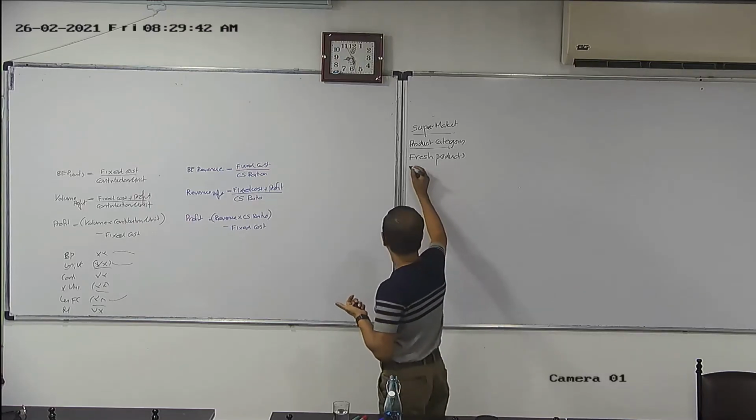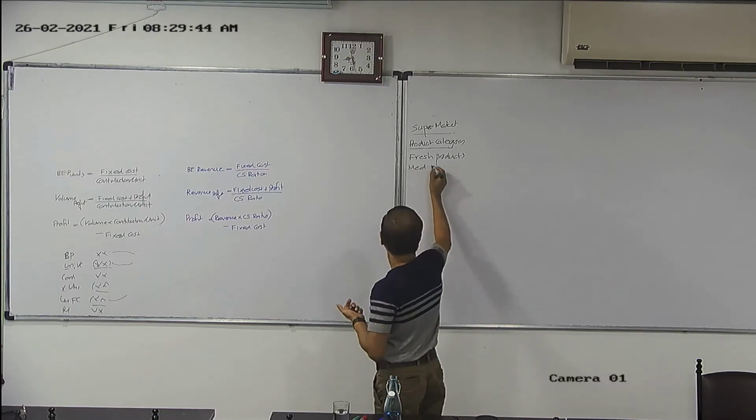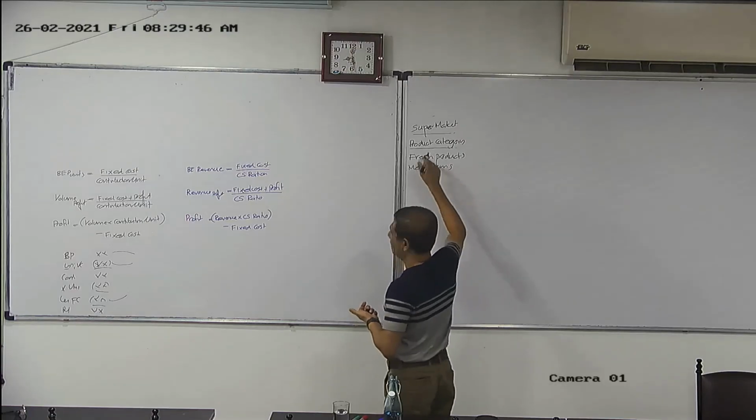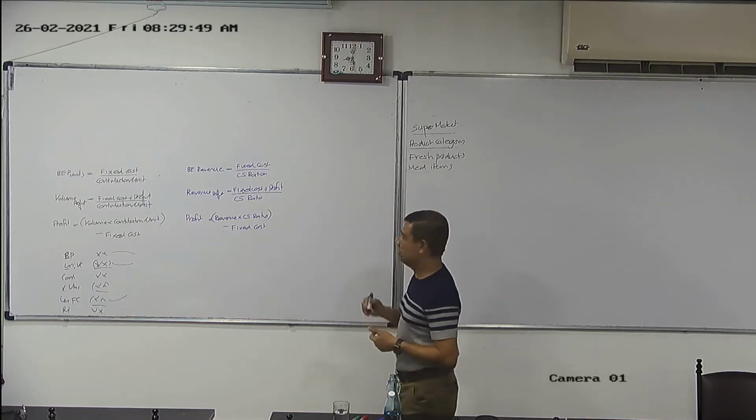Okay, let's say meat items. So this is the vegetables and the fruits and the meat items. What else? Grocery items.